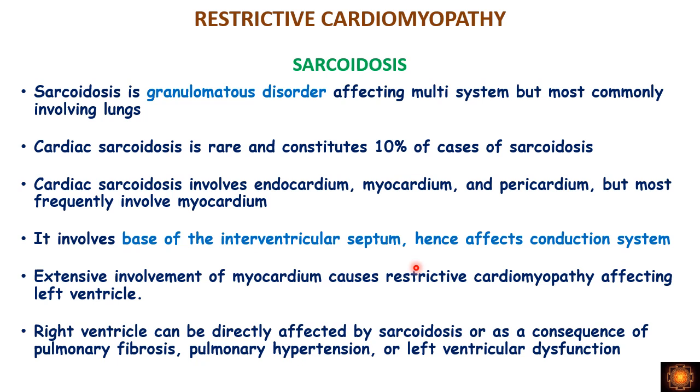So when the granulomas are formed, they destroy the myocardium and there will be fibrosis, which causes the restrictive cardiomyopathy. So mainly the left ventricle and the conduction system are affected. The right ventricle is indirectly affected by this. You have a back pressure in the right ventricle, and there can be pulmonary fibrosis and pulmonary hypertension, or there can be right ventricular dysfunction because of the left ventricular dysfunction.